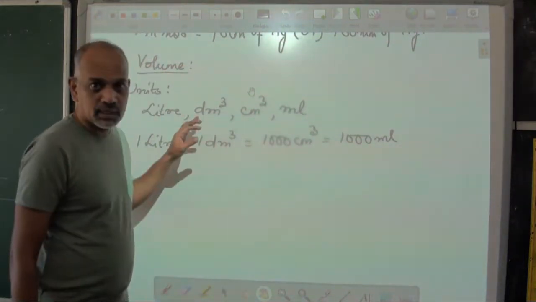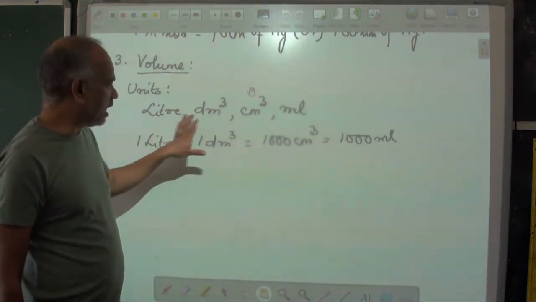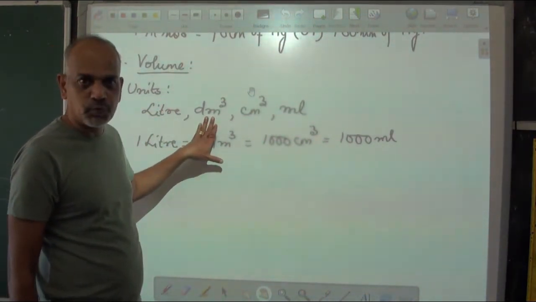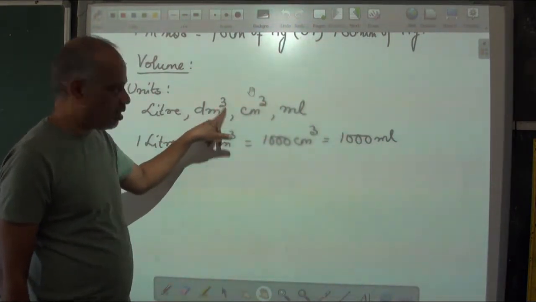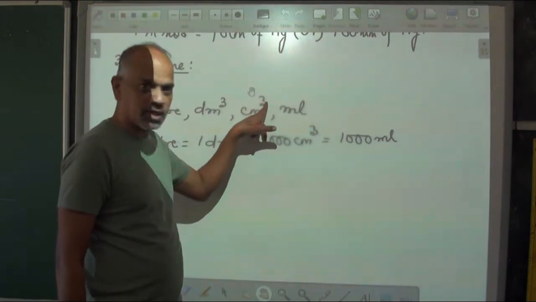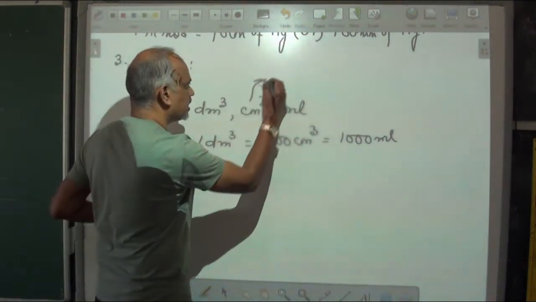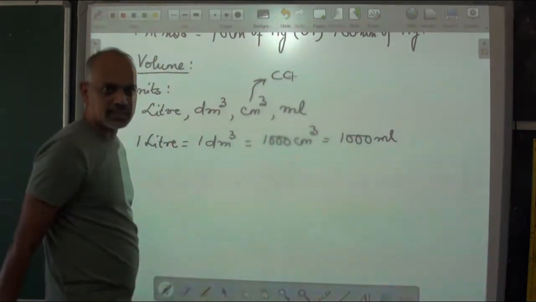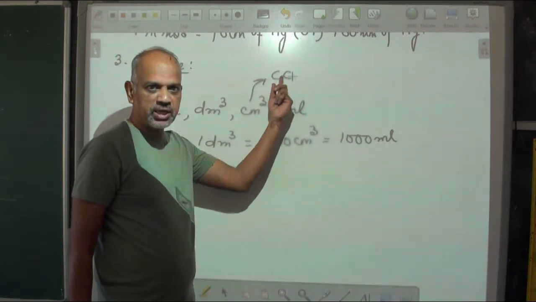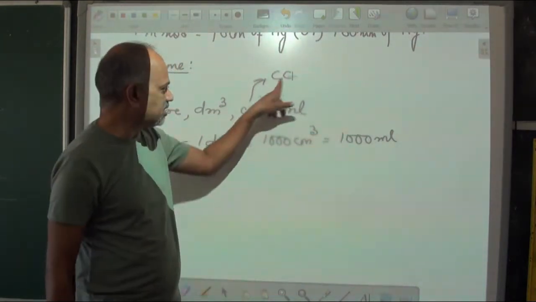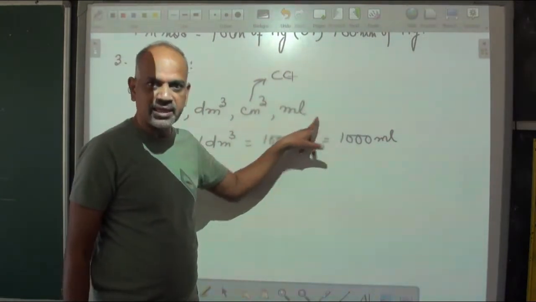So volume uses units which are liters. It can be measured in decimeter cube. dm stands for decimeter. Decimeter cube, or it is measured in centimeter cube. This centimeter cube is also written as cc, cubic centimeter. Centimeter cube is also called cubic centimeter. cc means the same. Or it is measured in milliliters.